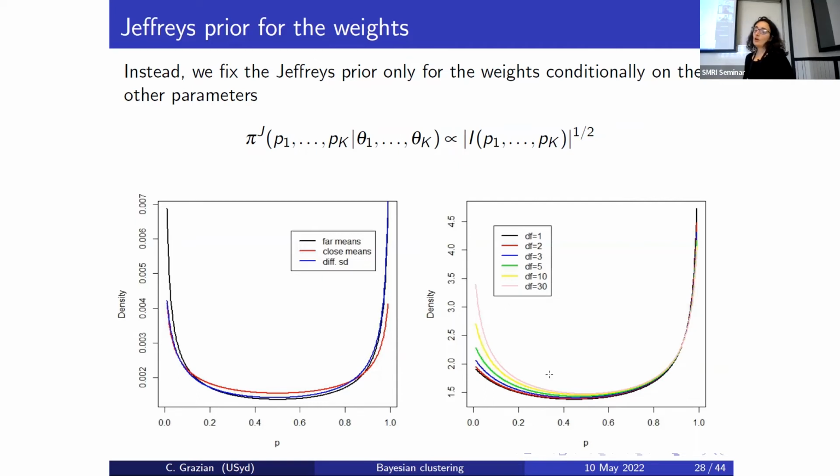And this prior distribution becomes more and more symmetric the more the Student t distribution approaches a normal distribution. So it's a way to define an automatic distribution without much input from the experimenter, which naturally favors components which are easy to estimate.